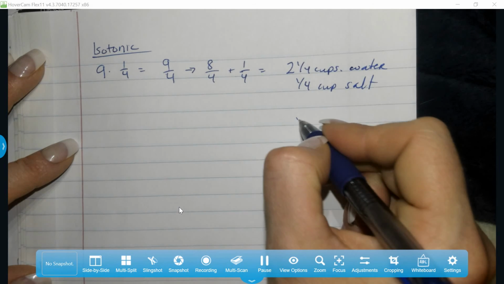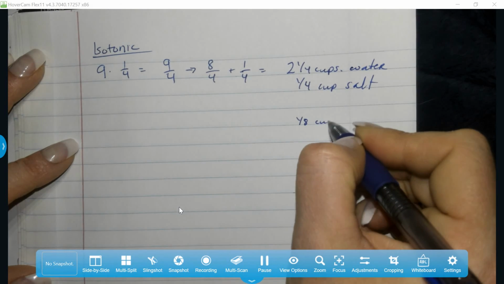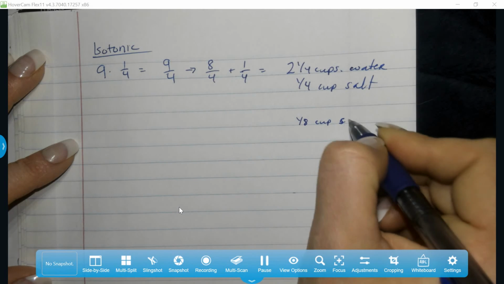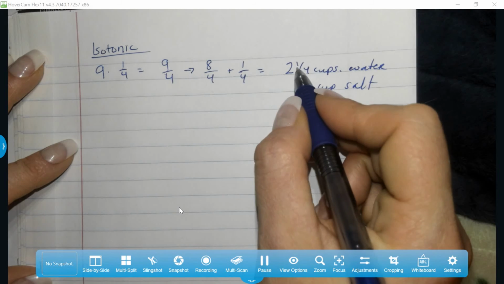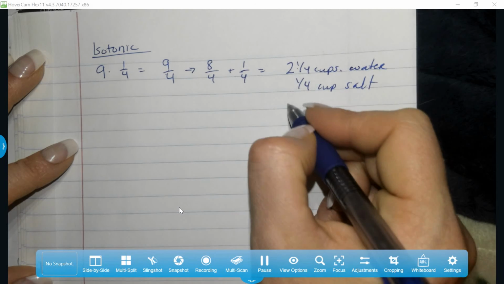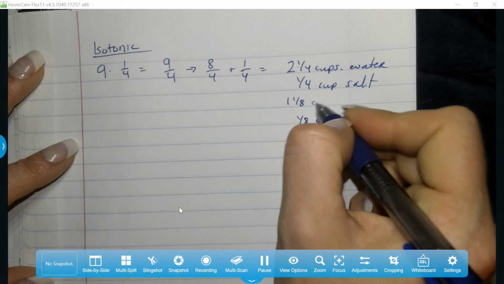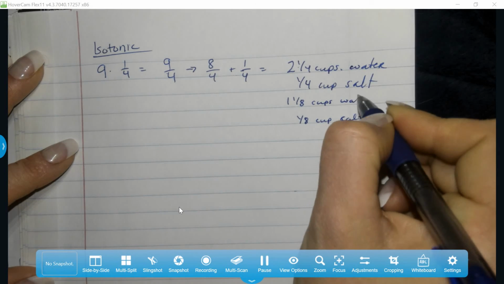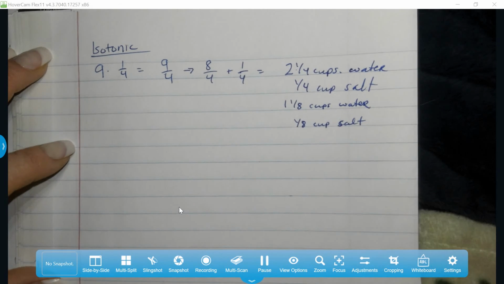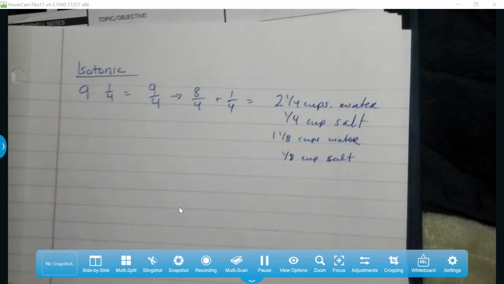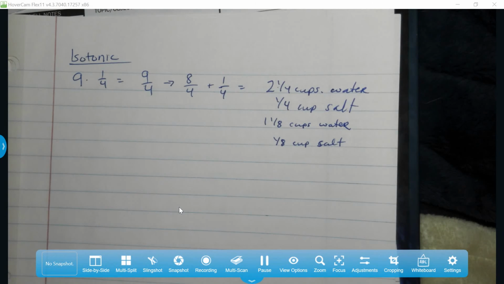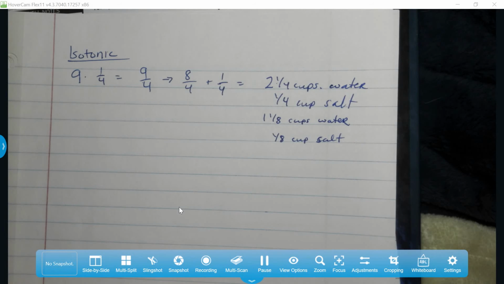So maybe I'm going to do 1/8 of a cup of salt. And that would mean 1 1/8 cups of water. And again, it doesn't have to be perfect. We're not in the lab doing medical research. We're just trying to get as close as we can to demonstrating the different possibilities for osmosis.